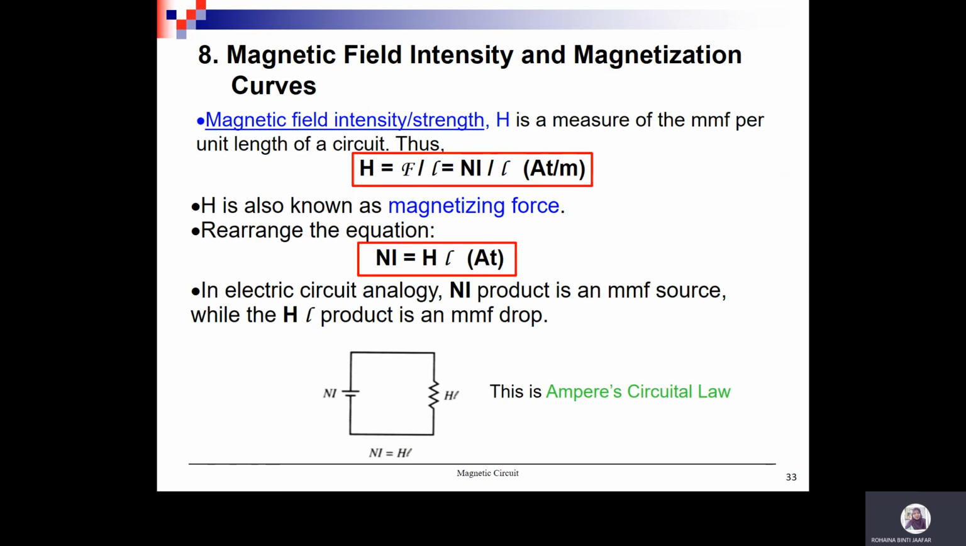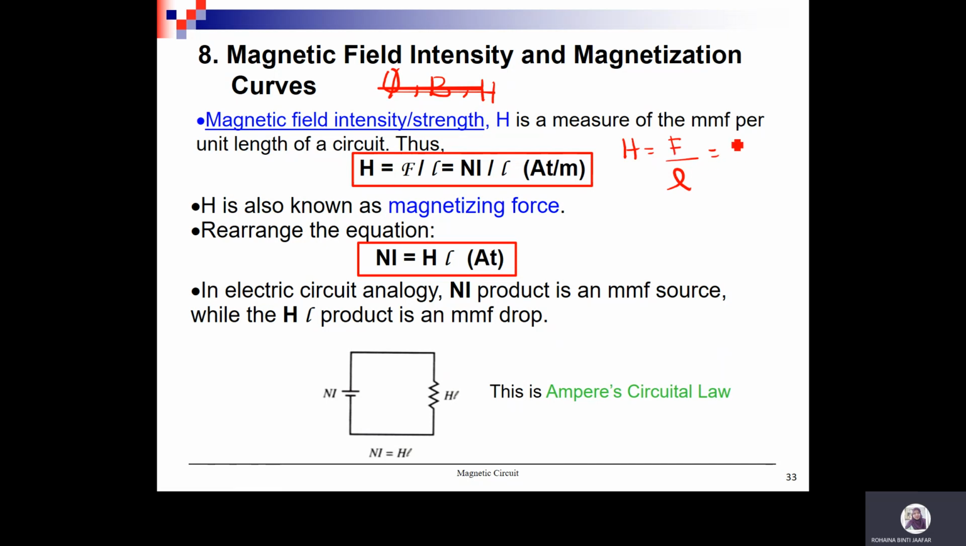Okay, and then this is the last subtopic for part A, magnetic field intensity and magnetization curve. Magnetic field strength or intensity, H, is a measure of the MMF per unit length of circuit. Before this we have learned flux, then flux density B, and the last one, magnetic field intensity, which is H. These three parameters you have to differentiate in meaning and formula. So magnetic field intensity is H equal to F over L.